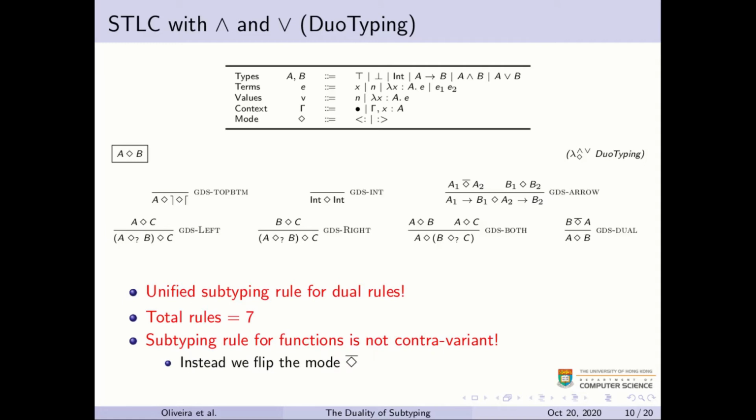Another interesting thing to observe here is that the subtyping rule for functions, GDS arrow, is not contravariant. Instead, we just flip the mode in the arguments. And we have a special rule here, GDS dual.